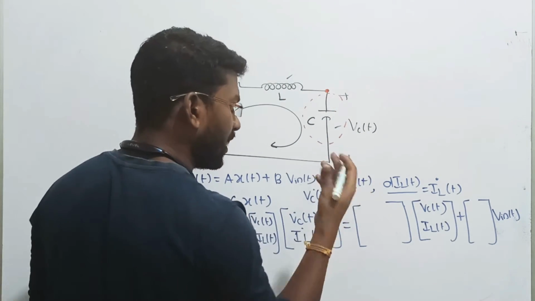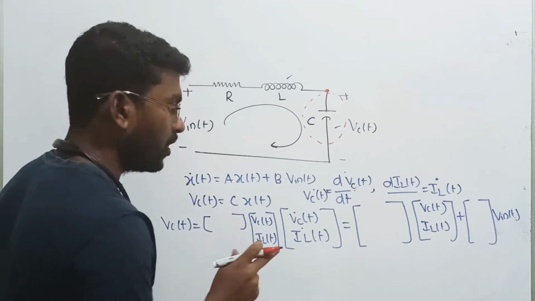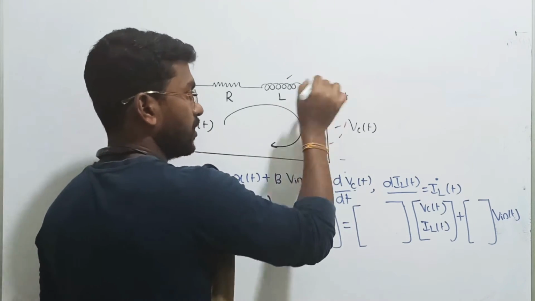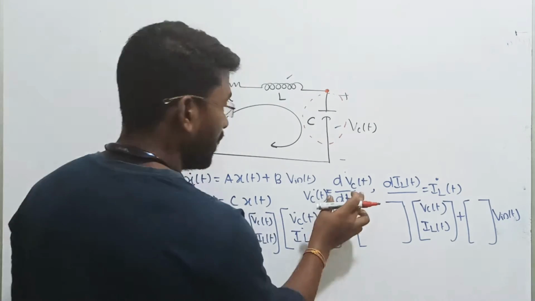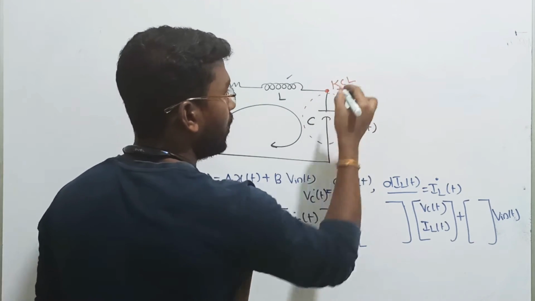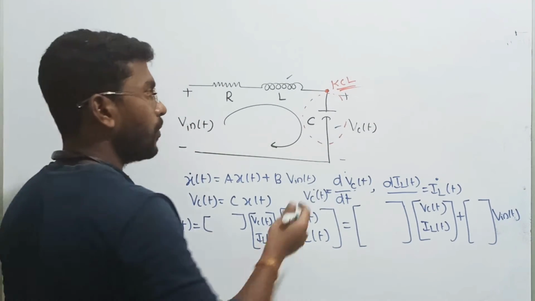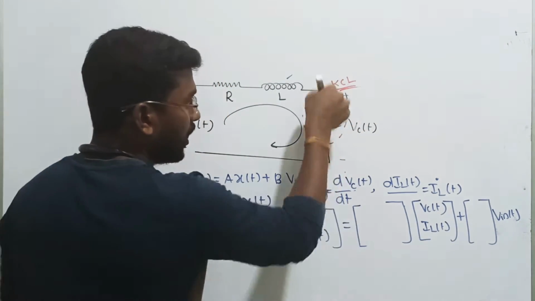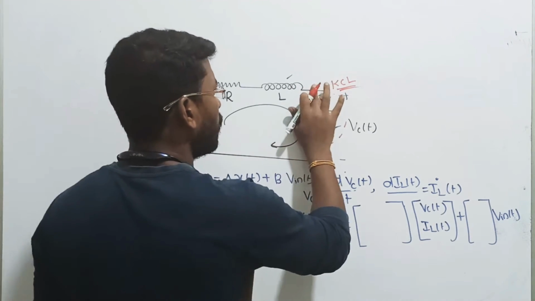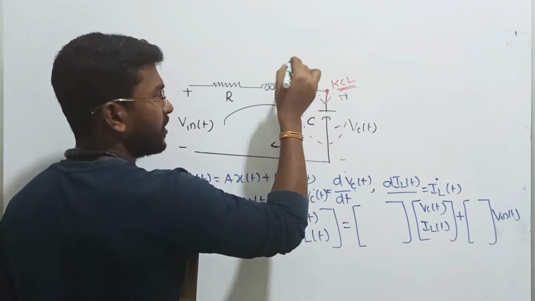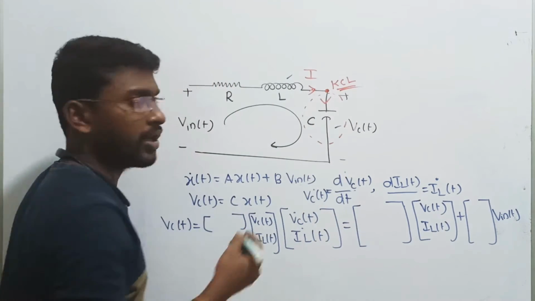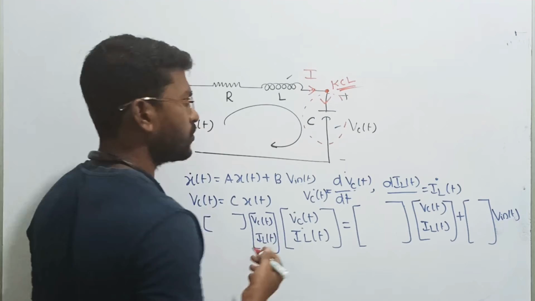Remember one thing: wherever you need dVC of t by dt, just go to the junction and simply apply KCL. Apply KCL and get the answer. If you apply KCL at this point, one current is going here, another current is going here. Or otherwise, from the supply this current is coming inside, and this is going to be the output current. Shall we write like this? Yes, of course, we can write like this.